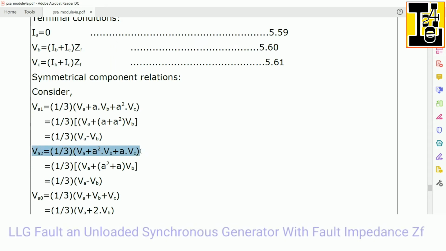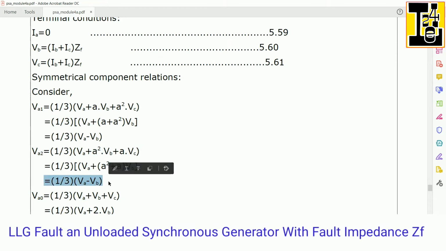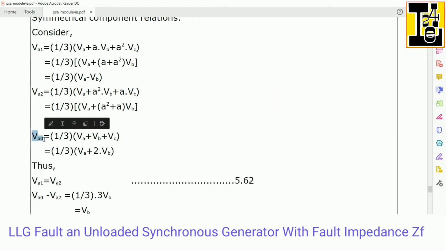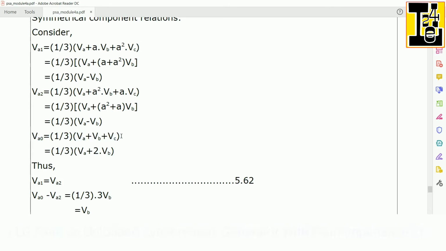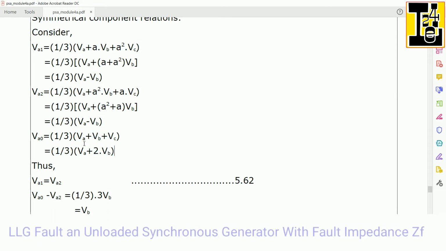We can also write for VA2 as we have a standard equation of 1 by 3 into bracket VA plus A square VB plus A VC. Substituting VB equals VC, we will get the negative sequence terminal voltage equal to 1 by 3 into bracket VA minus VB. We will also get VA0 as 1 by 3 into bracket VA plus 2VB. The expression for this is VA0 equals 1 by 3 into bracket VA plus VB plus VC. If you substitute VC as VB, it becomes 2VB. By observing these results, we can write that VA1 is equal to VA2.